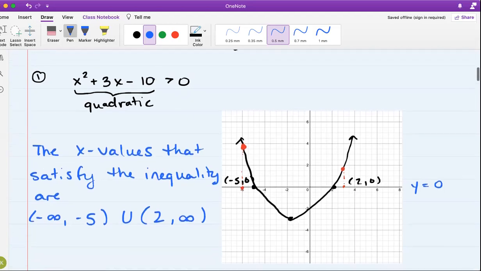Now, if I switch this, if I instead said, when are we less than 0? What you would do is say, well, here's the line y is equal to 0. When are we sitting below that line? And we're sitting below that line from -5 to 2, because anything in between those two numbers will have us down here. So like at -2, you're going to be right here on the graph, which is below the line y is equal to 0.